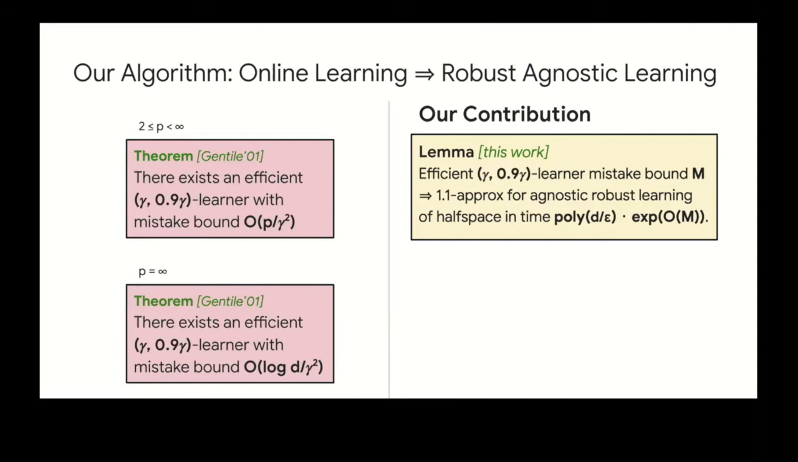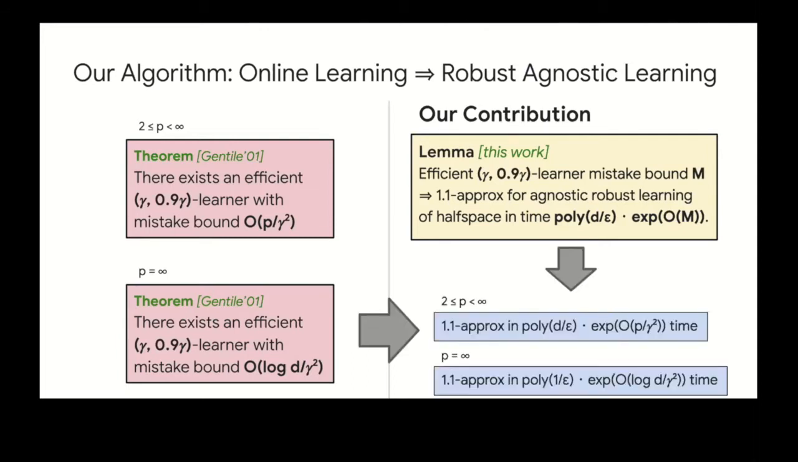You prove this lemma, and as I promised, it will be very simple. Before we prove that, let's note that this lemma, together with Gentile's result that we mentioned earlier, already implies what we claim. Specifically, it implies the 1.1 approximation for p between 2 and infinity that runs in time exponential in p over gamma squared. And in the p equals infinity case, it runs in time d to the 1 over gamma squared. All right, so let's prove this lemma.